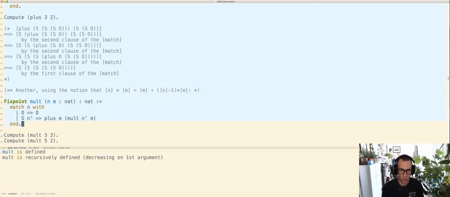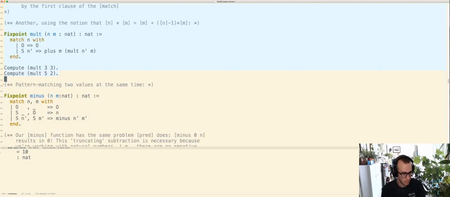These little test cases are critical checks of understanding. Mult 3, 3, this should be 9. Beautiful. Mult 5, 2. What do you think, 10? Feeling good.